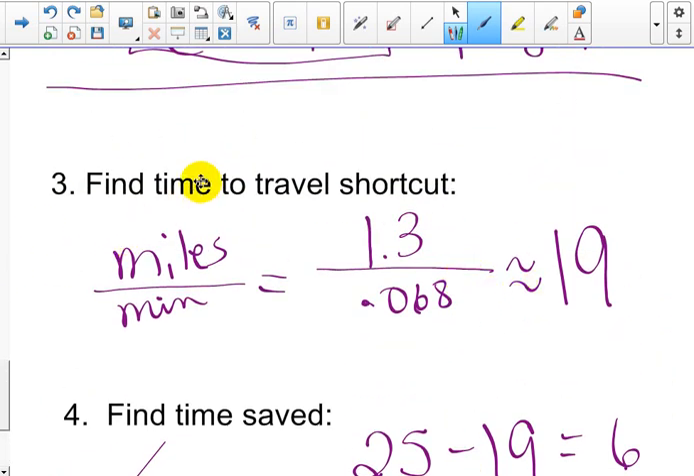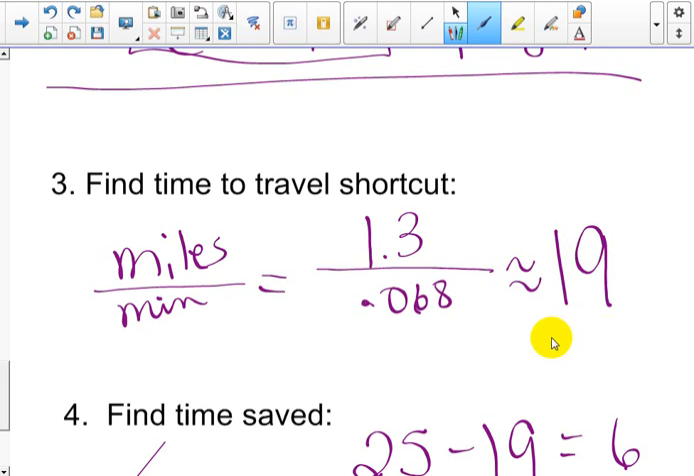All right, so you're going to divide your miles by your minutes, or how far you travel in a minute, excuse me. So you know you travel 0.068 every minute. That's how many miles you travel in 1 minute. So we're going to go 1.3 divided by our rate. So you get about 19 minutes.